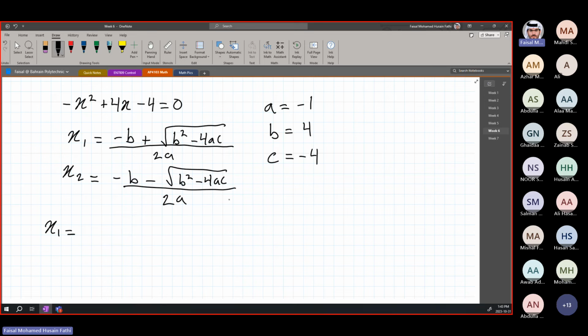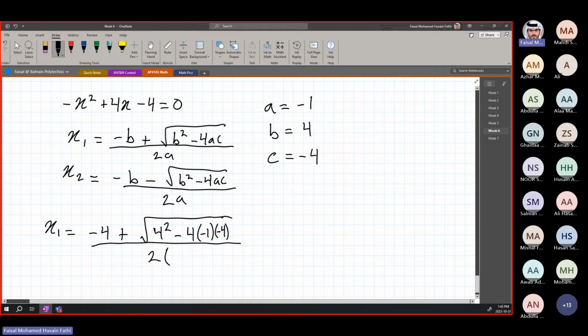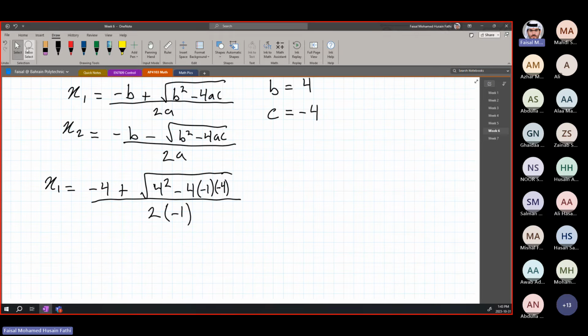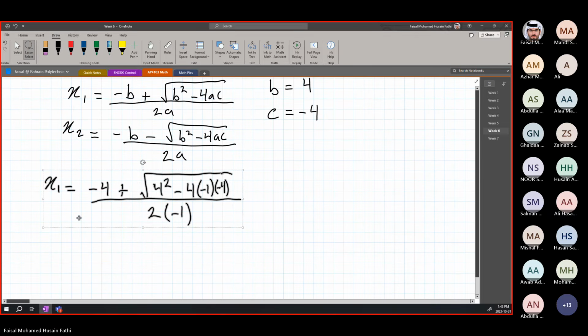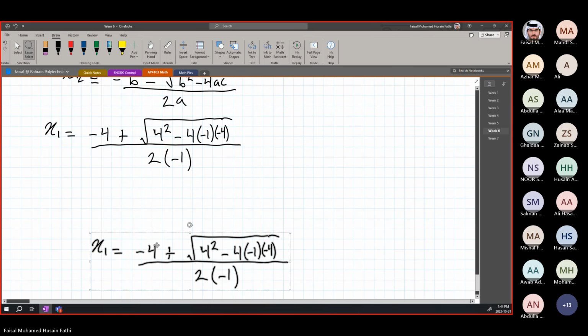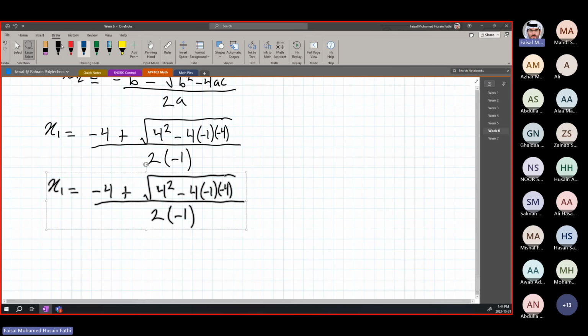So x1 is going to be equal to minus b, which is minus 4, plus square root of b squared, which is 4 squared, minus 4 times minus 1 times c, which is minus 4, over 2a, in this case being minus 1. Keep in mind our a is negative 1 this time, okay? Again, copy, paste. This is going to be the exact same thing, but this is going to be x2, and it's equal to minus here.